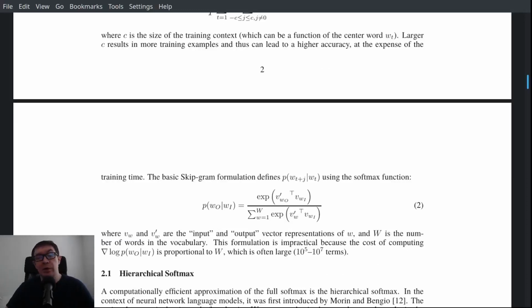Now, this is very costly due to the fact that the denominator here has a sum over all of the words in your vocabulary. So it's very costly to compute if you have a vocabulary of even a few tens of thousands of words, let alone a vocabulary of 790,000, which is what they deal with later on in the paper.